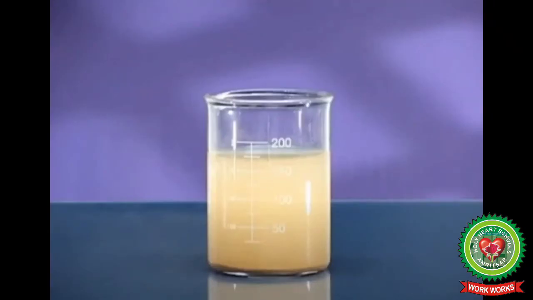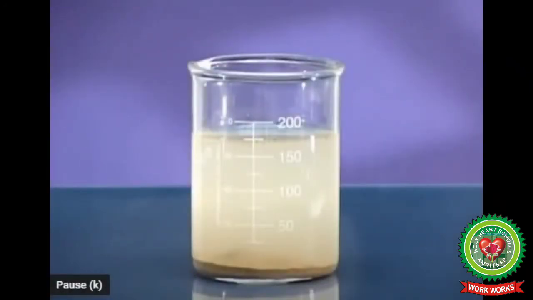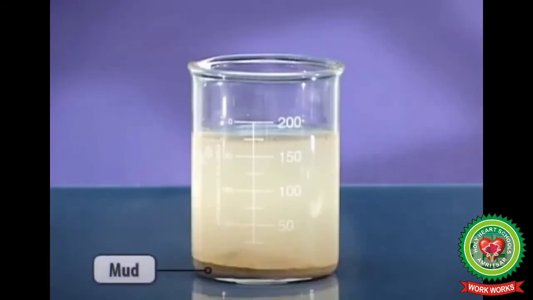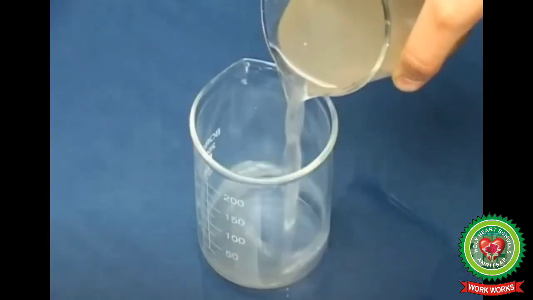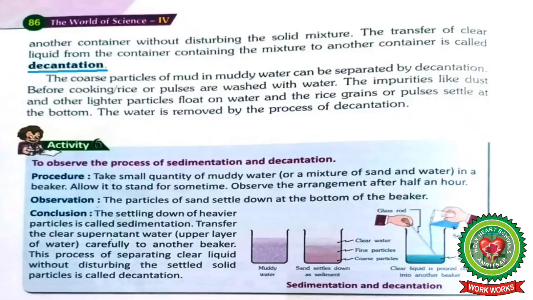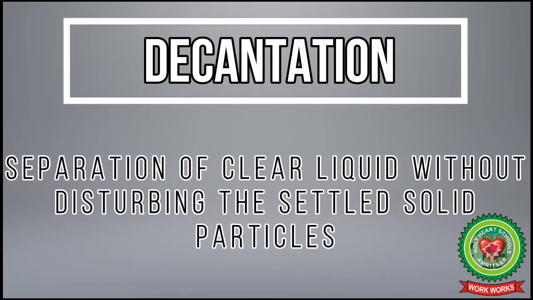Students, in this method, the mixture is taken in a beaker and the heavier particles settle at the bottom of the beaker, and the liquid is transferred to another container without disturbing the solid. The transfer of clear liquid from the container containing the mixture to another container is called decantation. Underline the word decantation and write down its definition. Separation of clear liquid without disturbing the settled solid particles.